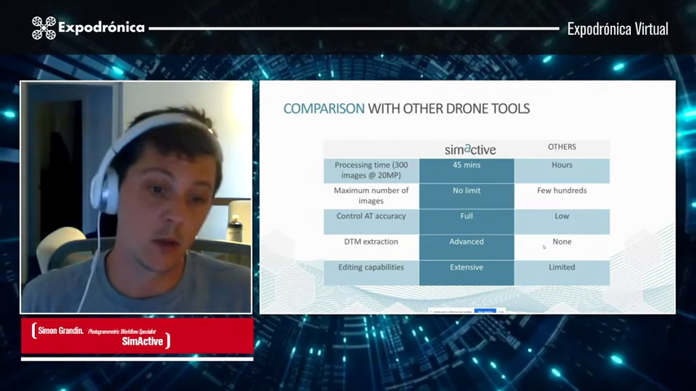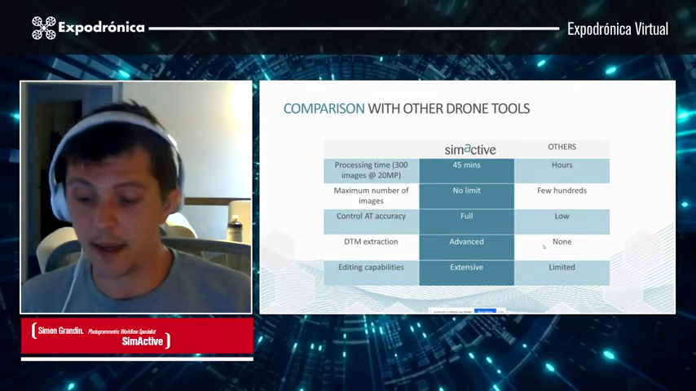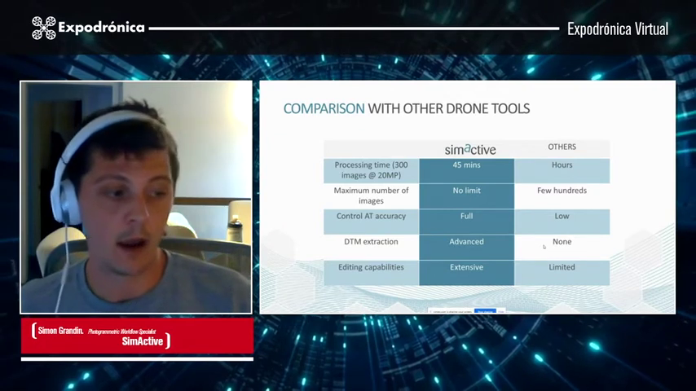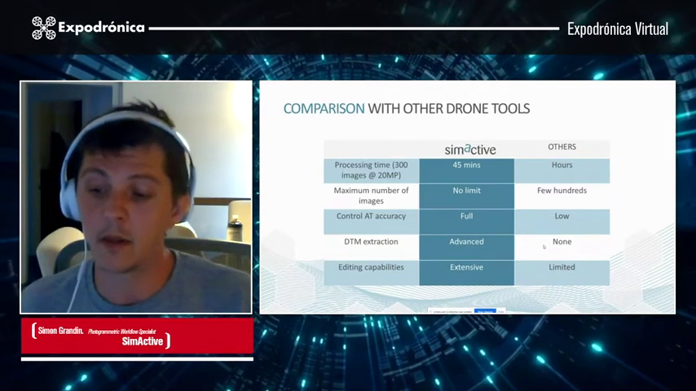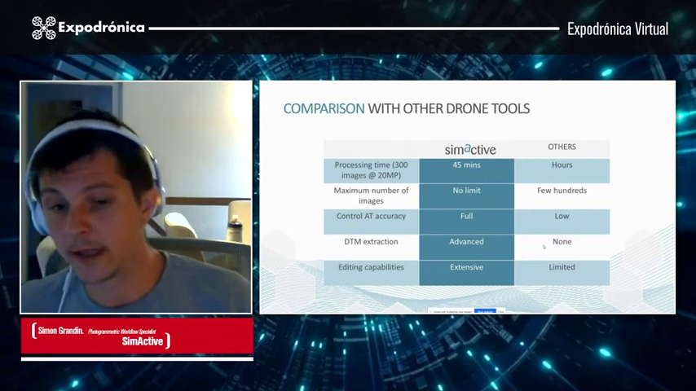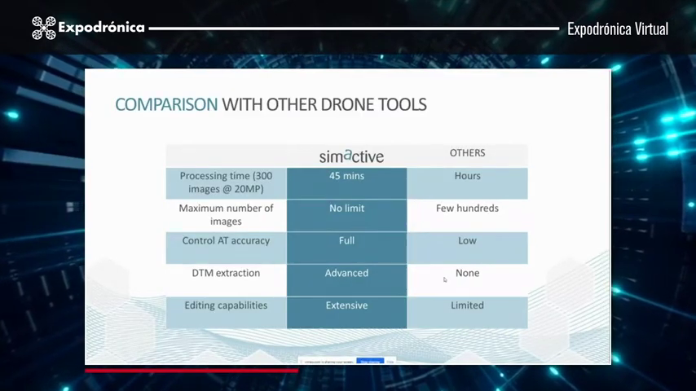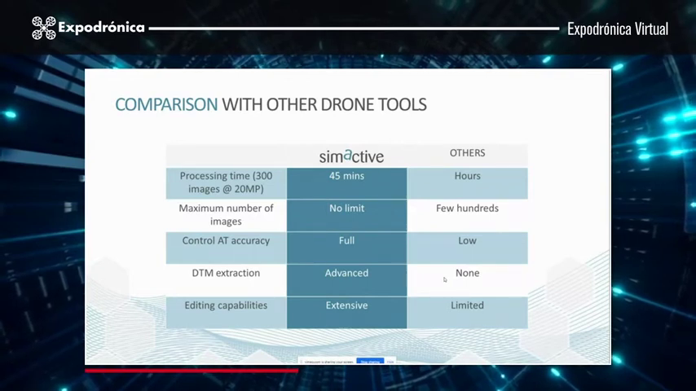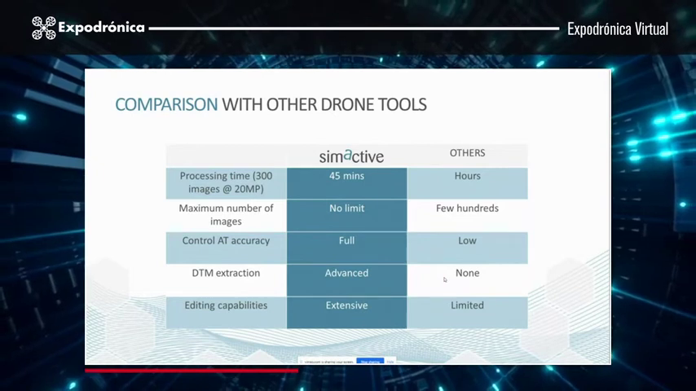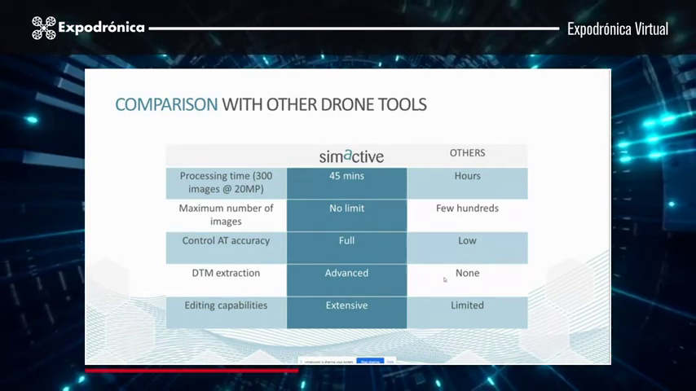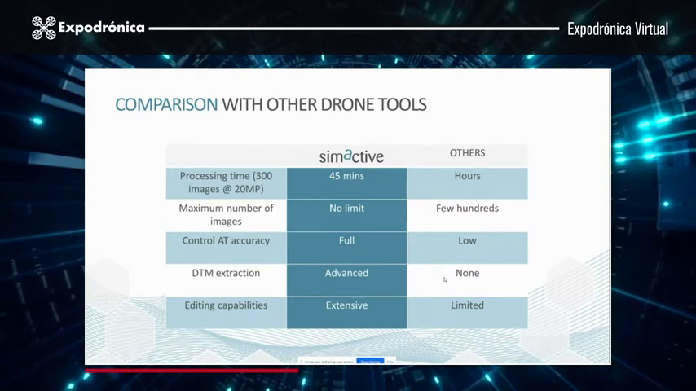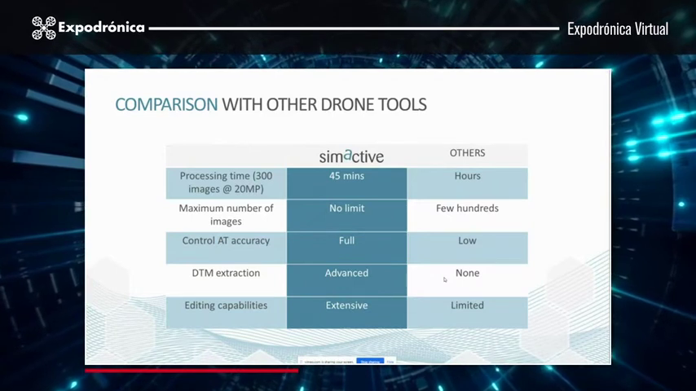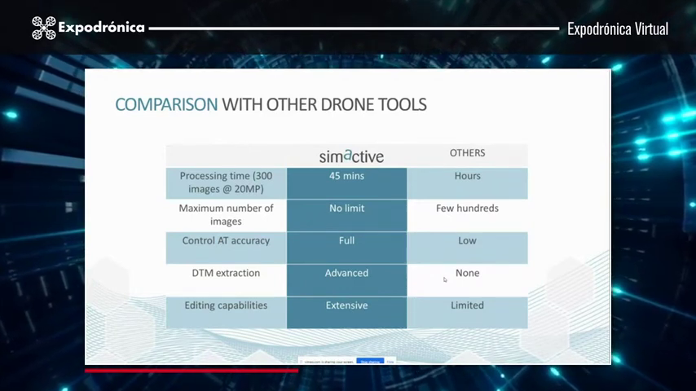The DTM extraction is a really advanced tool, which can give you good accuracy also for the mosaic, since the mosaic depends highly on the surface or terrain model that is used for the orthorectification. And the editing capacities are fully extensive, so you can edit your surface, your terrain model, your mosaic. You can play with the tie points. So all the modules have their different editing modules, which really give the user fully controlled data.